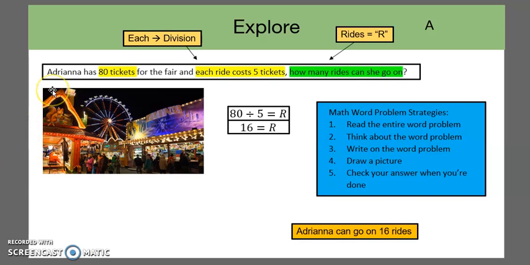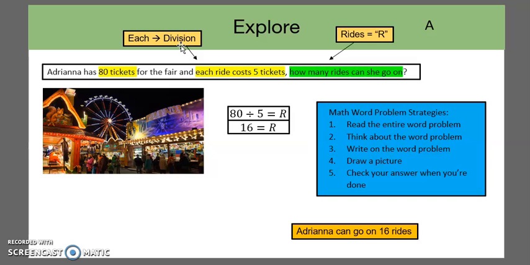So here, we're going to be looking at Adriana has 80 tickets for the fair. Each ride costs 5 tickets. So if Adriana is at the fair and she wants to go on any ride, she has to pay 5 each time she goes on a ride. Each ride she goes on requires 5 tickets. And in here, we see the word each. And in this problem, each means division. So each ride she goes on, she has to spend 5 tickets.